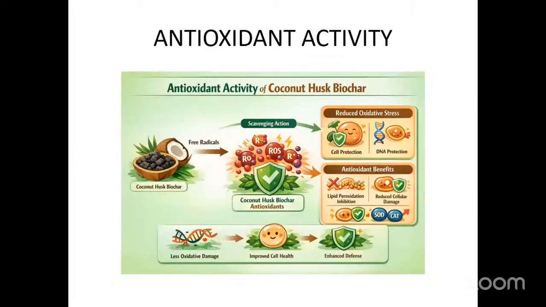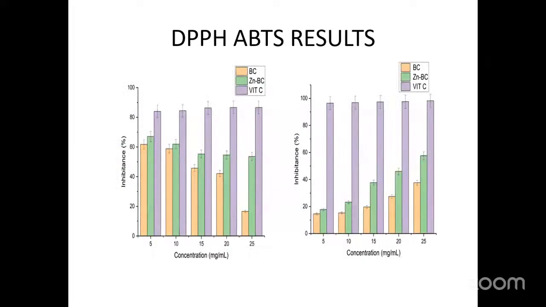Then, in the same vein, the antioxidant activity, that is scavenging by the coconut husk biochar, in such a way that it helps to reduce oxidative stress. So from the experimental data, when you look at the zinc exchanged biochar, the raw biochar itself also showed some antioxidant property.